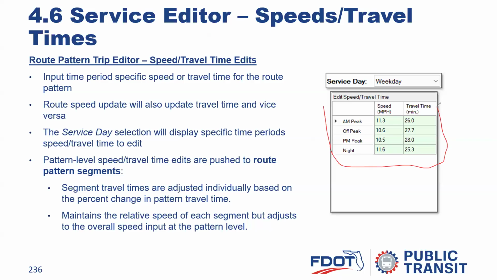And it gets pushed into the segments, but they retain their original speed. So it's a proportional adjustment to all the segment speeds. It doesn't make them all the same speed. So whenever you're editing in here and for the entire route pattern, if you have individual segments, it adjusts them proportionally relative to the speed or the travel times that you input here.